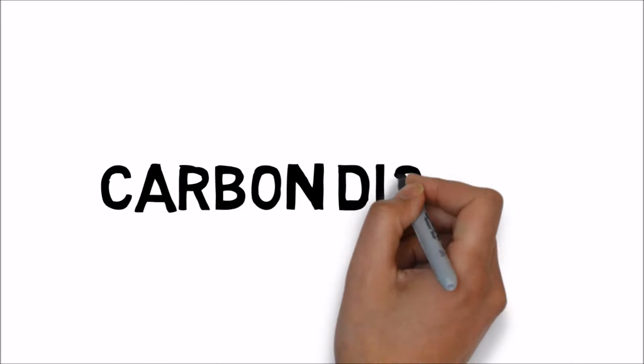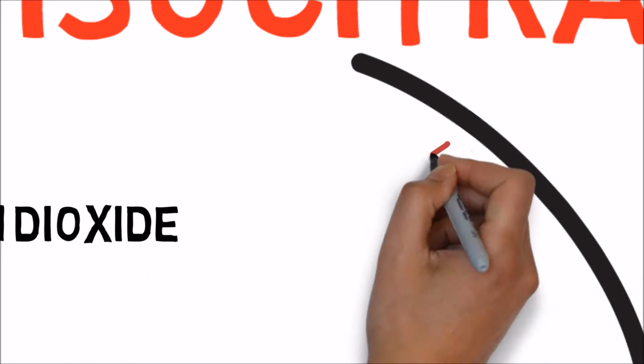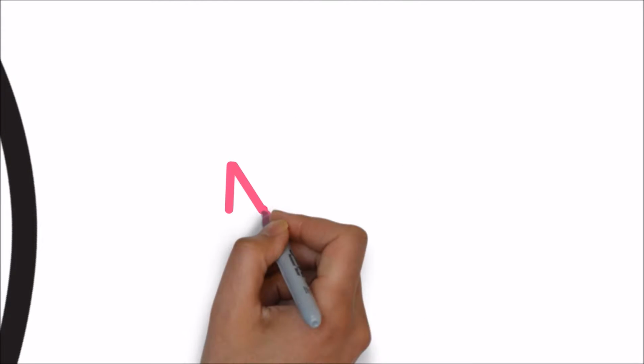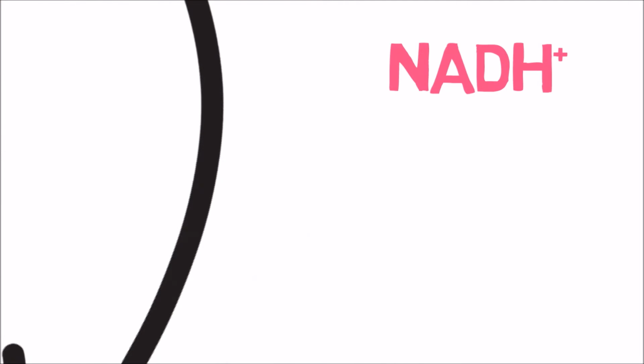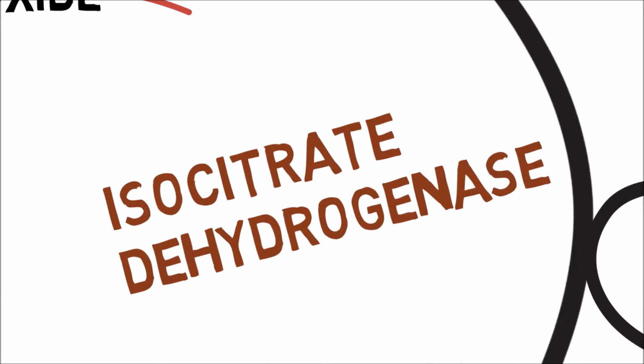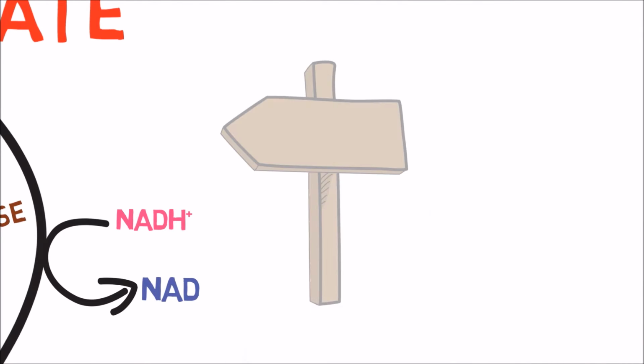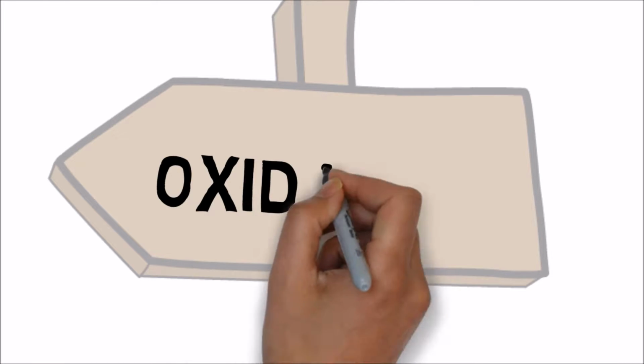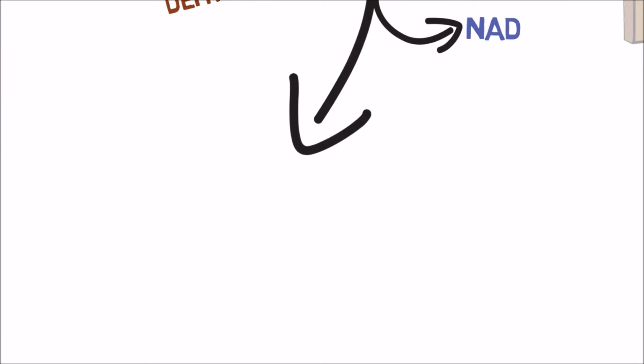Before proceeding to the next stage, the carbon dioxide will diffuse out, so it will lose 1 electron, so oxidation occurs in this stage. NAD plus will become NADH by the isocitrate dehydrogenase. Oxidation occurs in this stage.